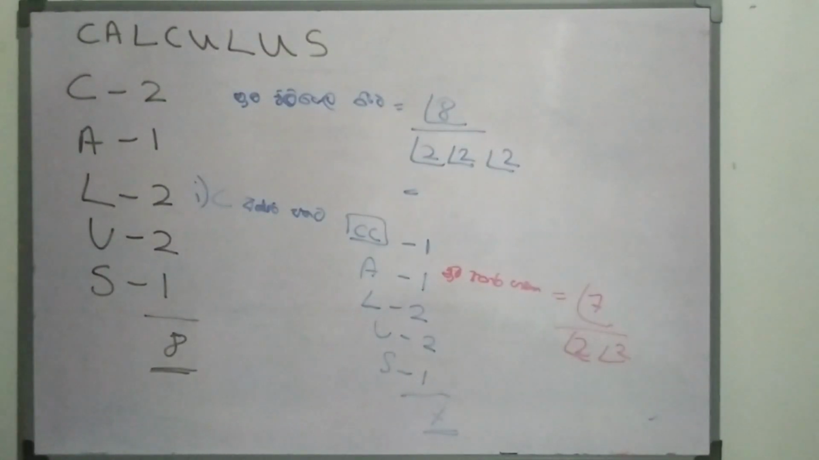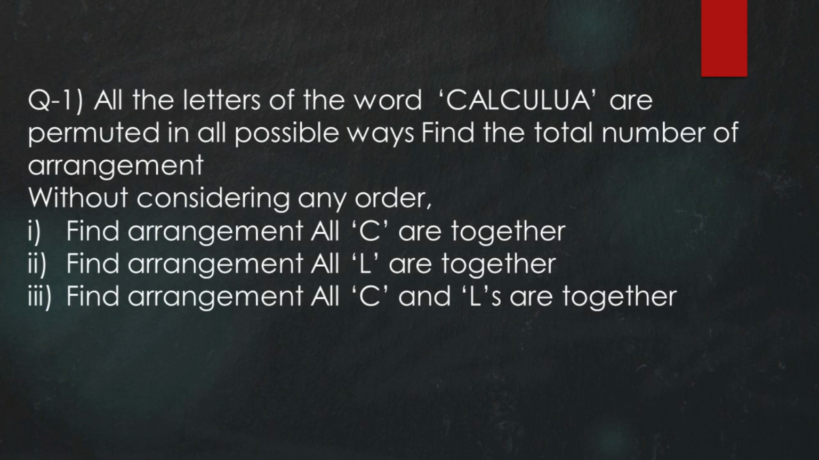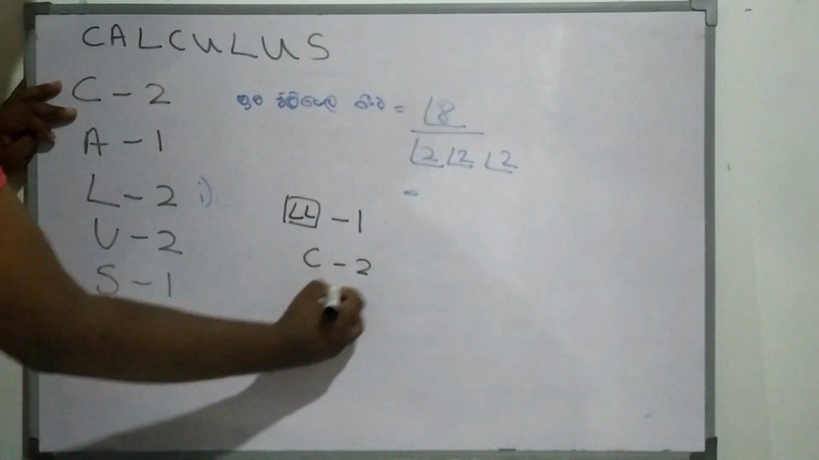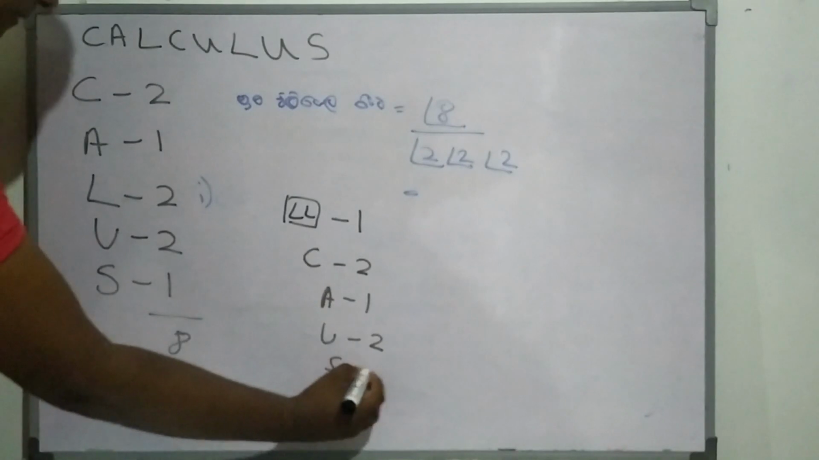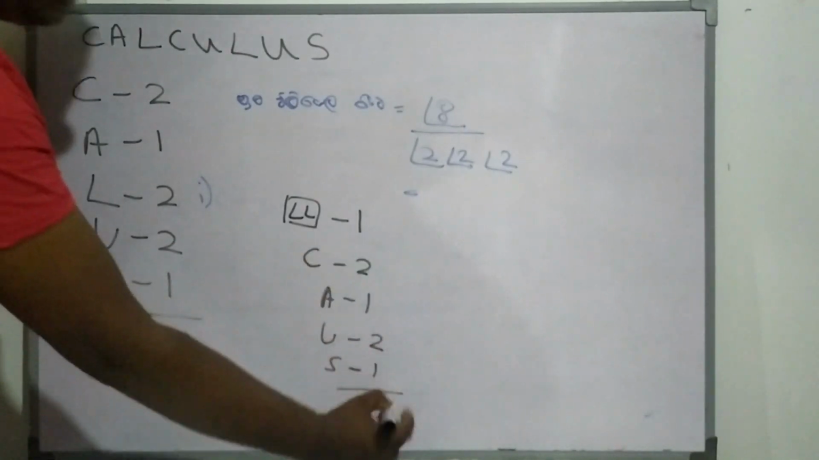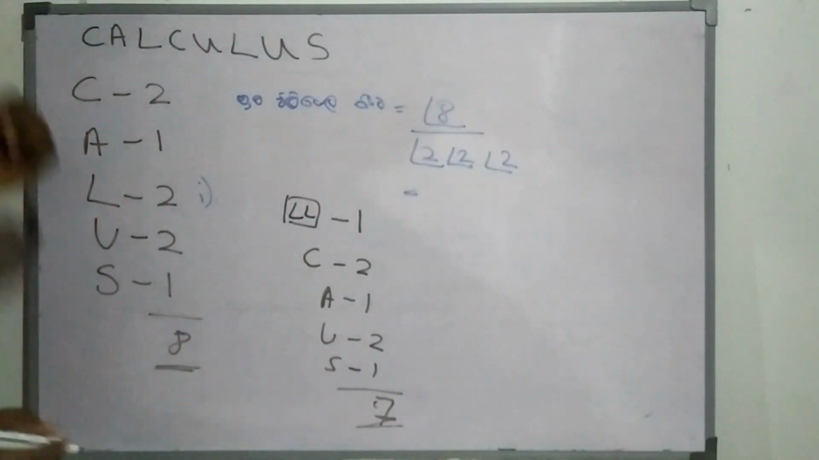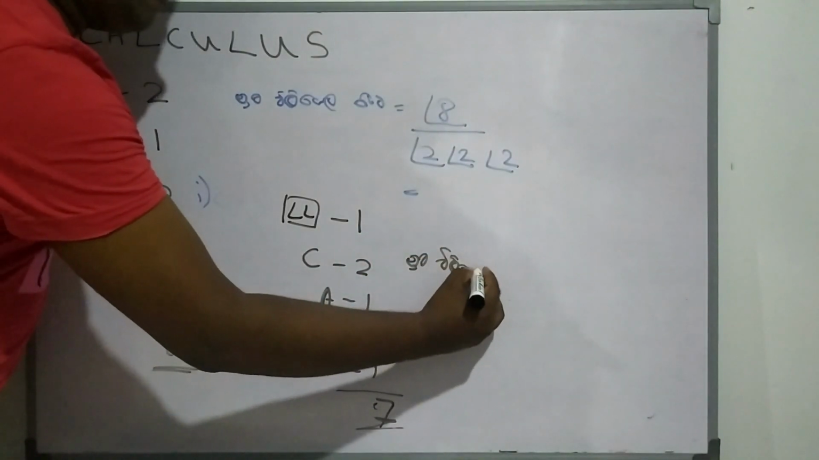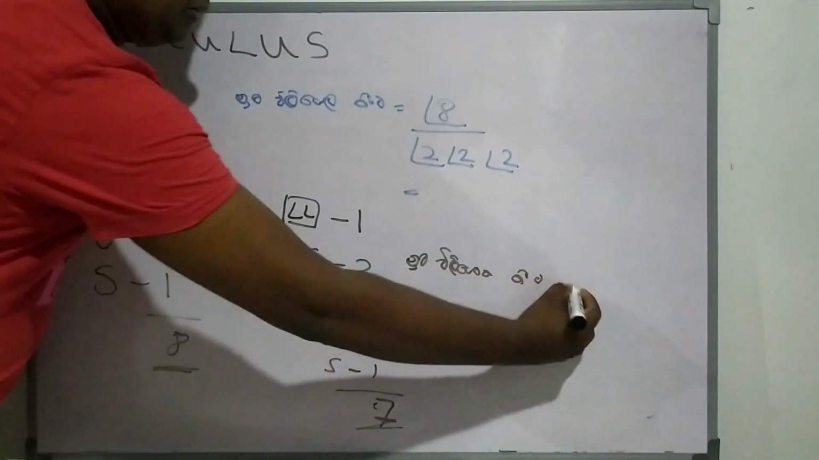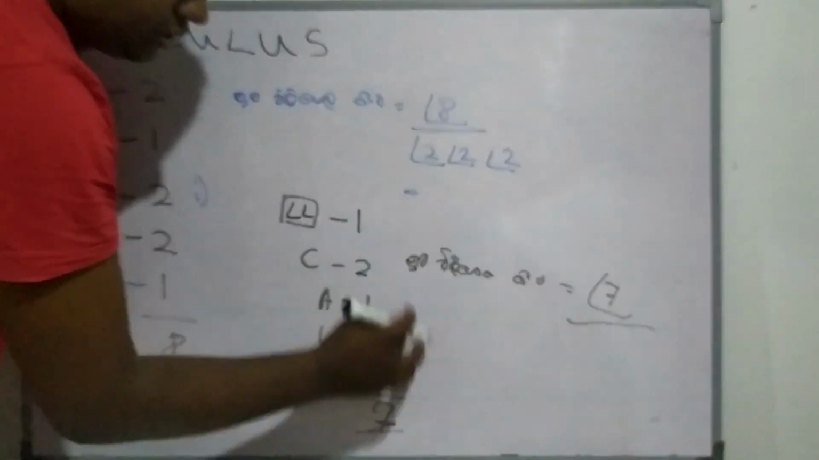And the next one: find the arrangement where all L's are together. Sorry, L's are together. L's as 1, C2, L1, U2. Likewise 7. The total arrangement is 7 factorial divided by 2, 2.